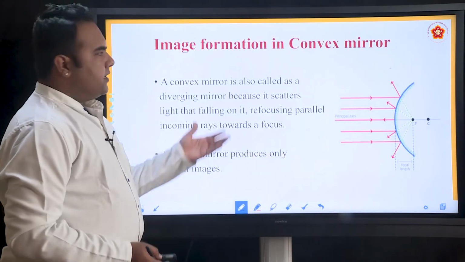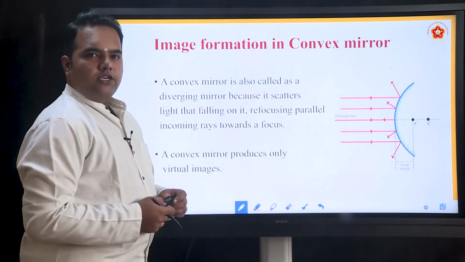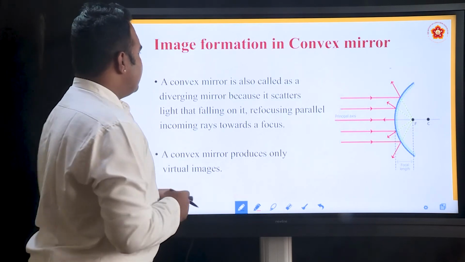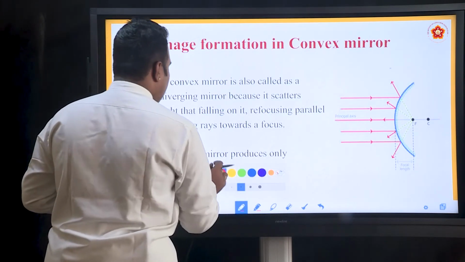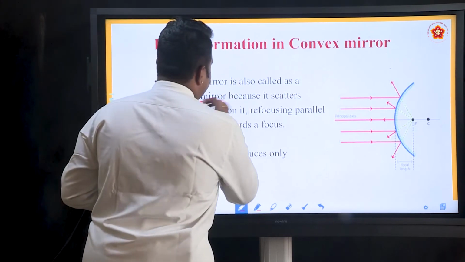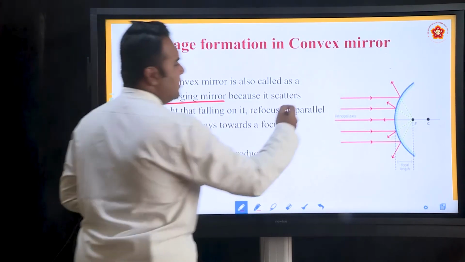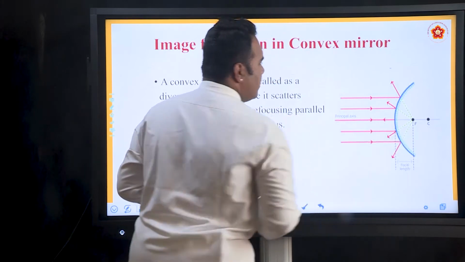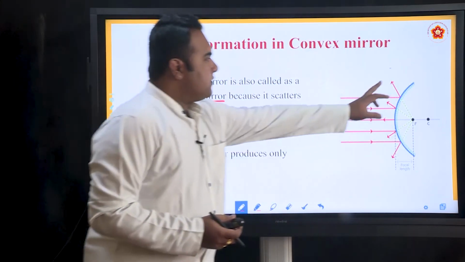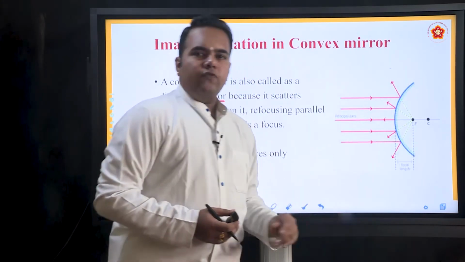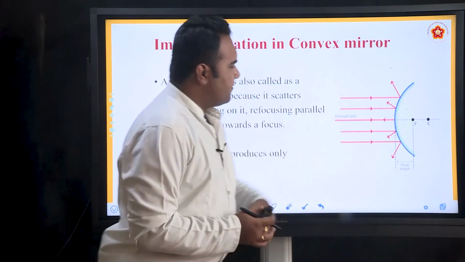Similarly, for a convex mirror, let us check how the image is formed. A convex mirror is also called a diverging mirror. Why do we call it diverging? Rays of light that are falling on the convex mirror, because of the curvature, the bend being outward, which means this is the reflecting surface now.